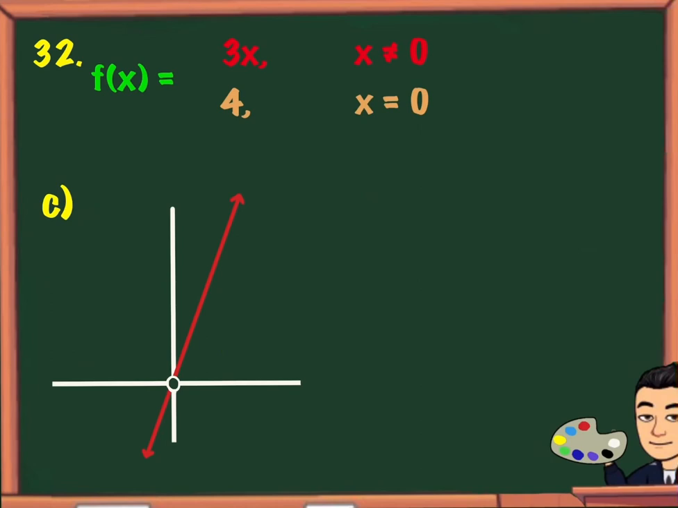So the next function, where f of x equals 4 and x equals 0, this is saying that you have a point at 0 comma 4. Let's go ahead and plot a point right here at 0 comma 4. This is your piecewise function.